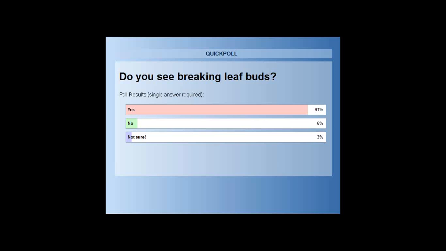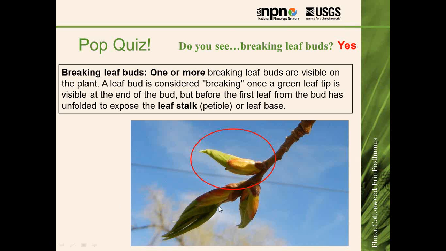So you can see that there might be a couple of these buds in this picture. For example, I would say the bottom one for sure. You can see that leaf stalk. So for this bud, you would say no for breaking leaf buds, and perhaps for this bud as well. But because there is still this one bud that's visible that has breaking leaf buds where you can see the green leaf tips, but you can't see the leaf stalk, you would report a yes. So for the overall question, you would report yes to breaking leaf buds.